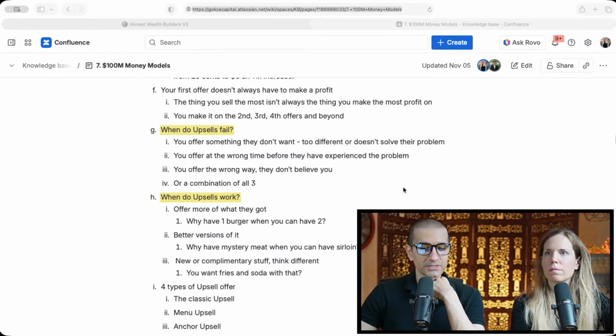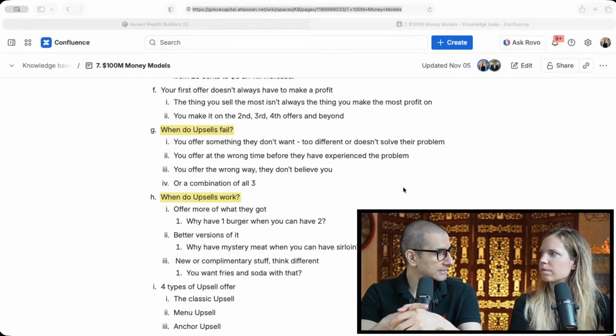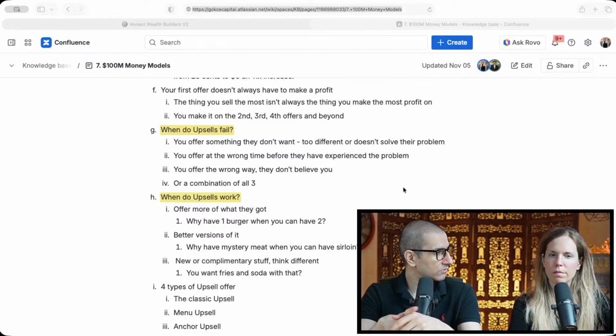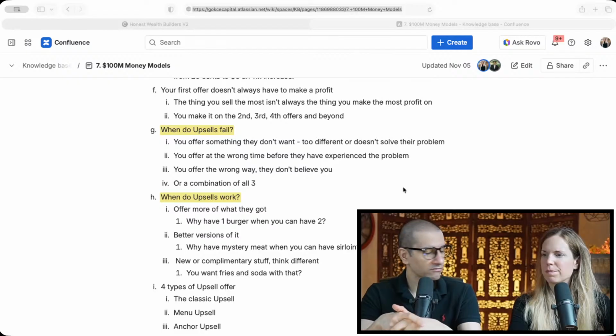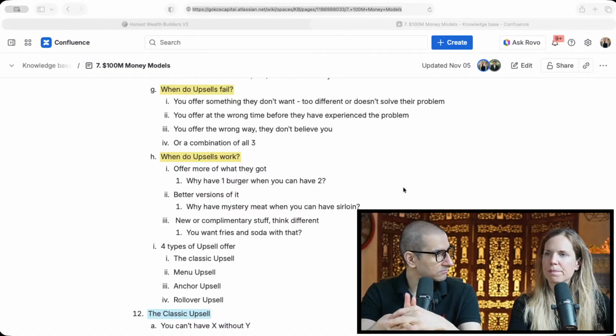So when do upsells fail? You offer something they don't want, it's too different, or it doesn't solve their problem. Just like if we had a random upsell, like we'll do a Las Vegas event. It's not solving any problem. Or you offer at the wrong time, before they have experienced the problem.